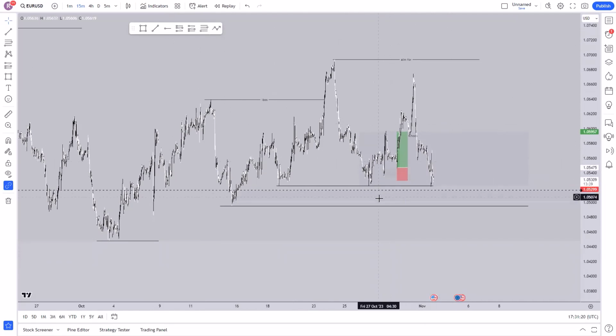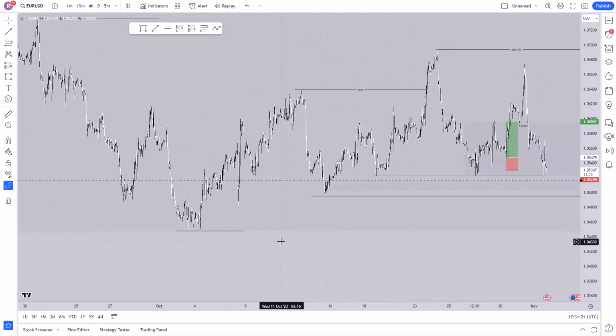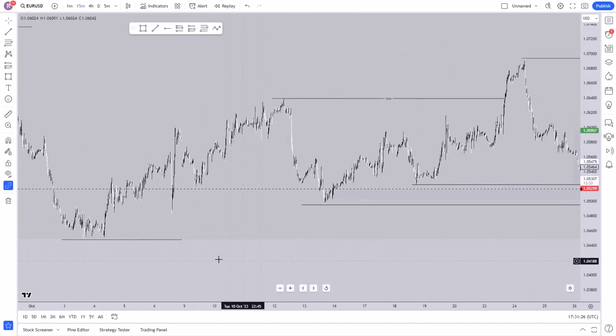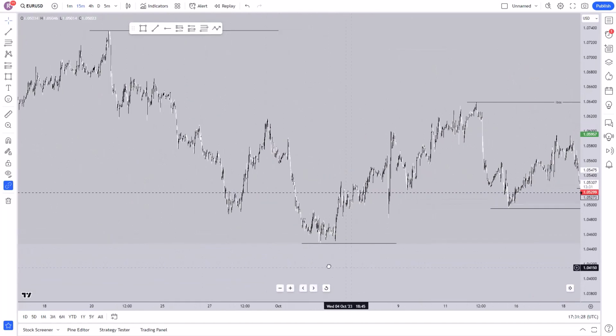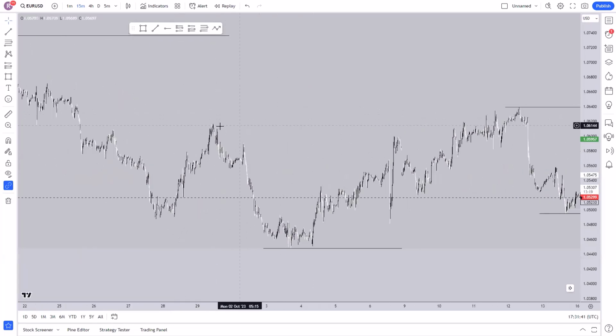Right, flip zones. So look at this. What can we see here? We have a downtrend, right? High, high, low, high, low, high, low, high. Okay. So we've come.